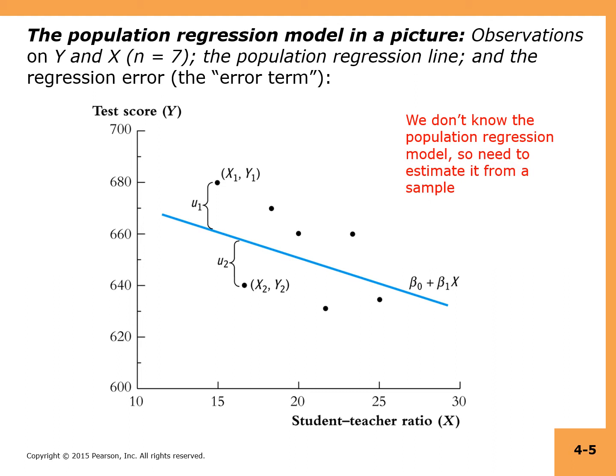The population regression line is the line that best fits the dots that we have. And the regression error is whatever the line cannot explain. So for instance, we fit this blue line, but this is the actual data point. Whatever the difference between the actual observation and the regression line is the error term. Since we don't know the population regression model, we need to get a sample and estimate the sample regression model.